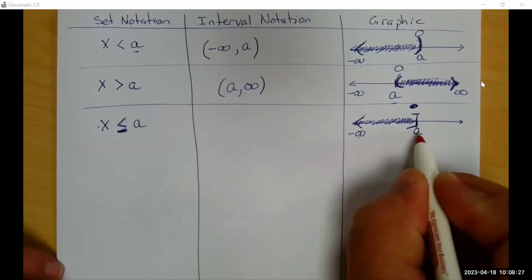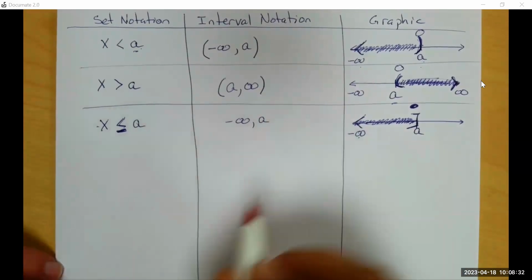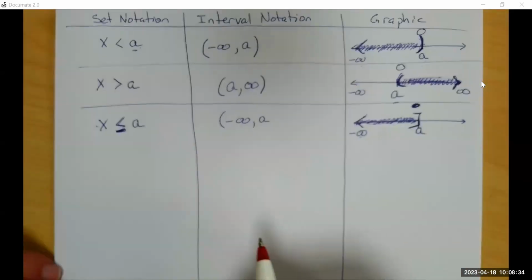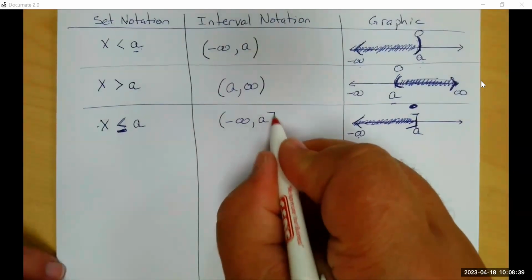So again, look at the bottom two numbers of where it's shaded. It's from negative infinity to A. Infinity is always a parenthesis. Now, since I can use A, I put a bracket there.